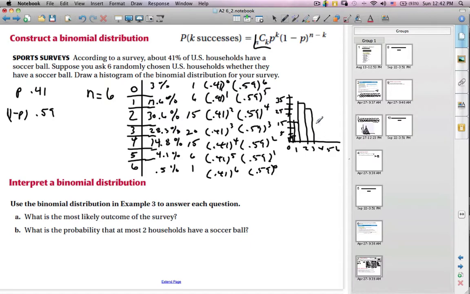Probability of 4 was 14.8, so almost 15, right about there. And the probability of 5 is 4, so just a little under 5. And of 6 was just 0.5%. It was really dinky tiny.